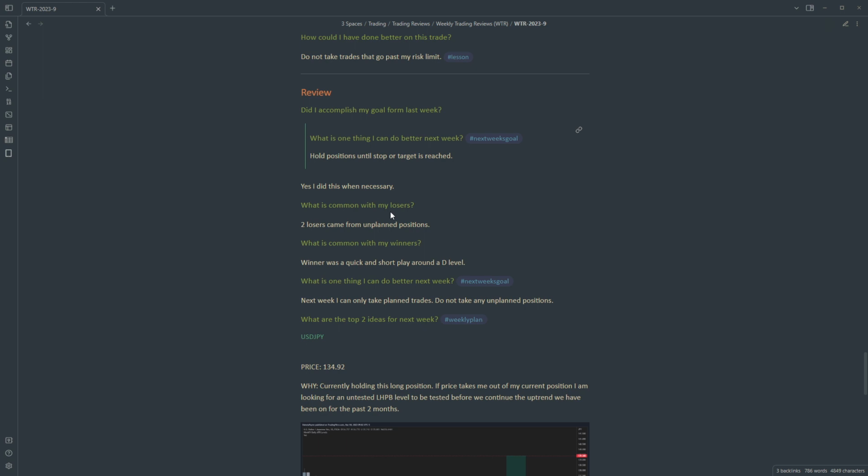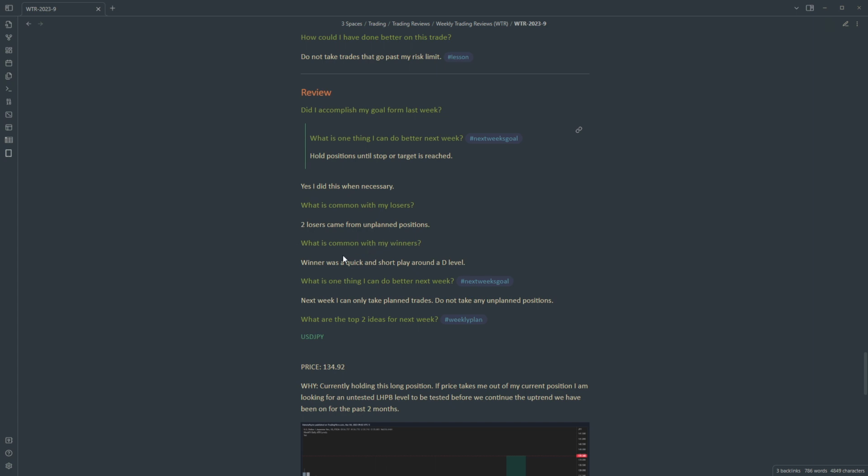What is common with my losers? Two losers came from unplanned positions. If that's something that consistently happens, that most of my losers are happening because I'm taking unplanned trades, then the simple solution is to stop taking unplanned trades, right? Only take the trades that I planned out for the week, which are really just two pairs. Two to three, typically two. So that's just something that I need to work on right now, and over time, I'll definitely get that down.